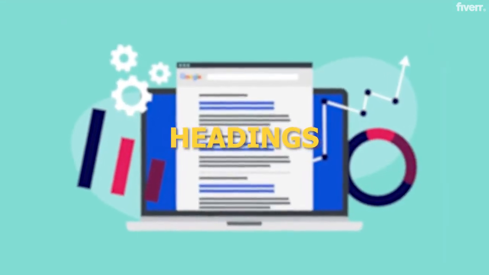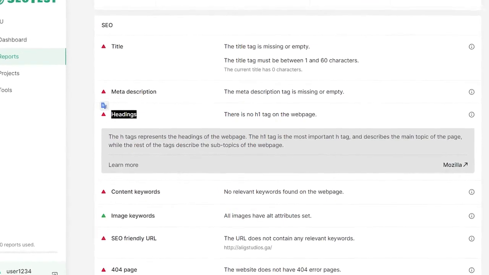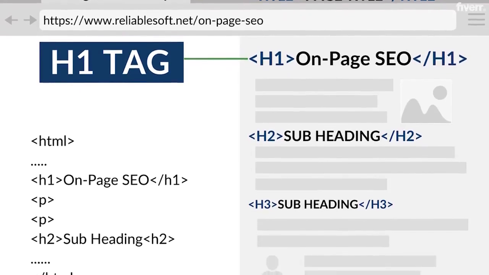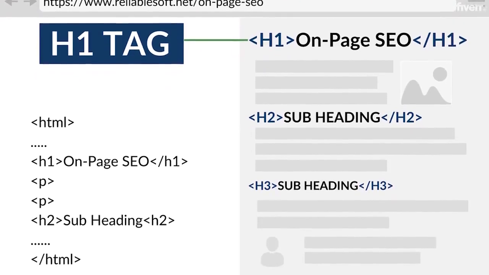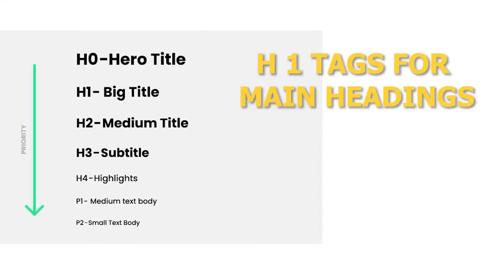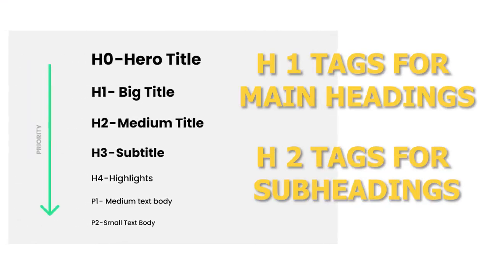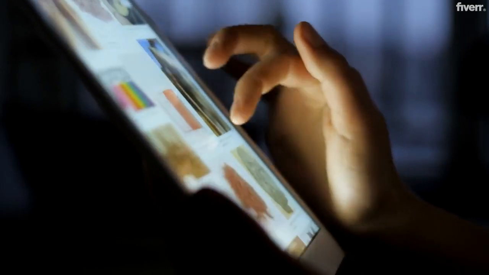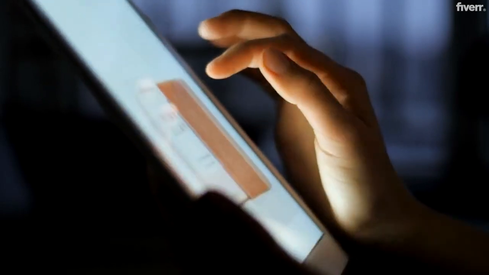Headings. Headings provide structure to your website's content. To optimize your headings, make sure they accurately describe your content and include your primary keywords. Use H1 tags for your main headings and H2 tags for subheadings. Headings are essential to help users navigate your website and for search engines to understand your content.